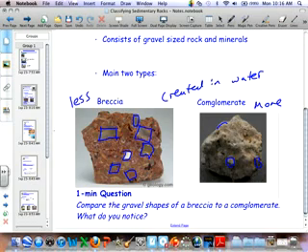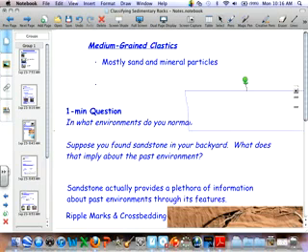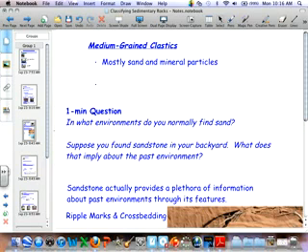And the next type of grain class we're going to talk about is medium. And with the medium, okay, that's mostly your sand and other types of minerals. Okay, so for example, this would be sandstone.